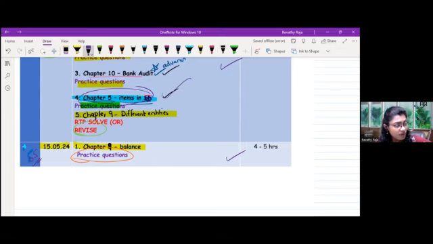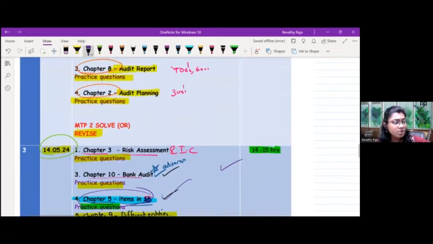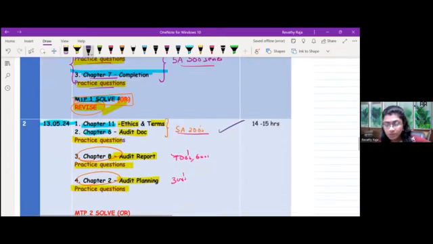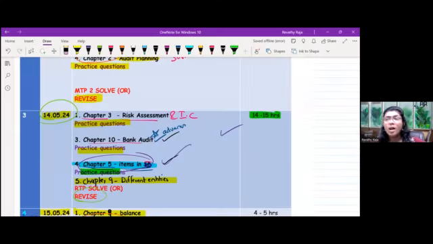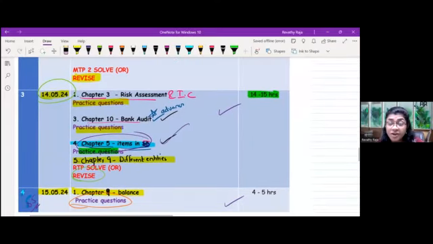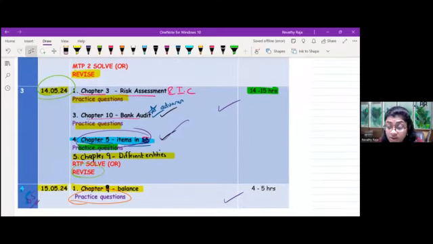So roughly guys, if you're doing it like this, you'll get 14 hours a day for 3 days, so around 45 to 47 hours. In that you can finish off the subject along with the practice questions and revision.